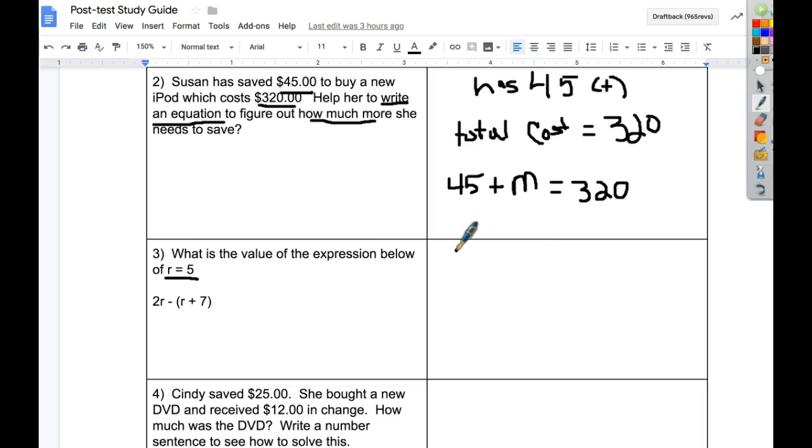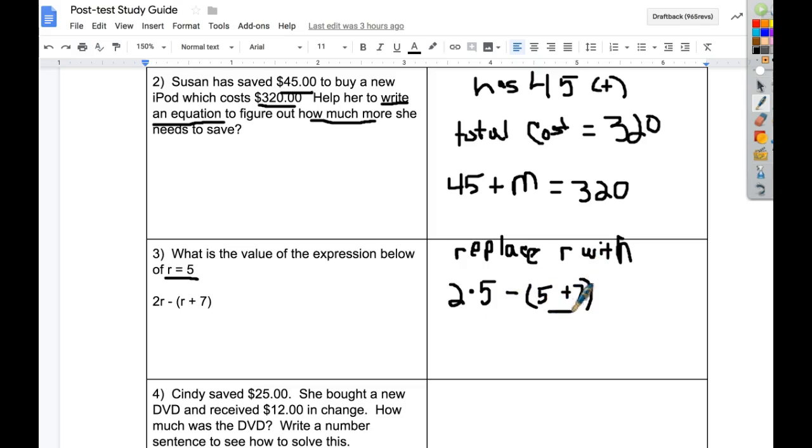Okay, so I have no doubt you put down replace R with 5 because that's the value of R. So every place where we see your variable, you're going to take it out and replace it with a 5. 2R means 2 times 5. Subtract, I've got parentheses, 5, you're taking out the R, replacing it with a 5, plus 7.